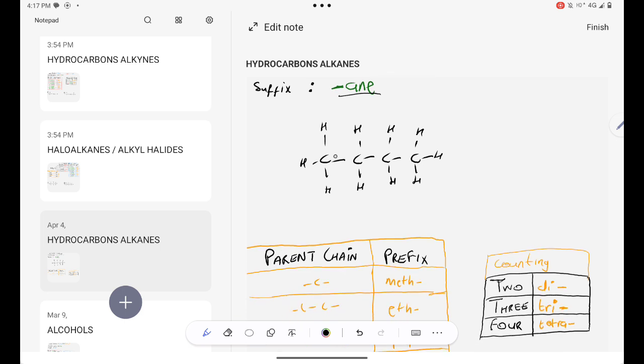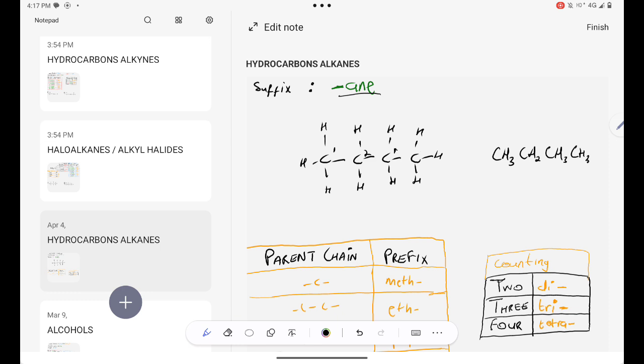You know that in carbon number 1 we have 3 hydrogens. Second carbon we have 2 hydrogens. Third carbon you also have 2 hydrogens, and then fourth carbon we have 3 hydrogens rather. Are you together?